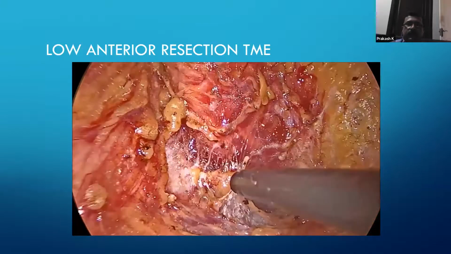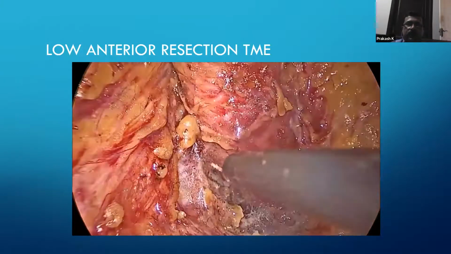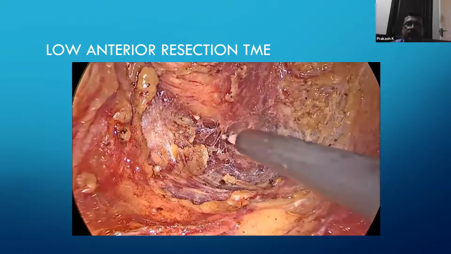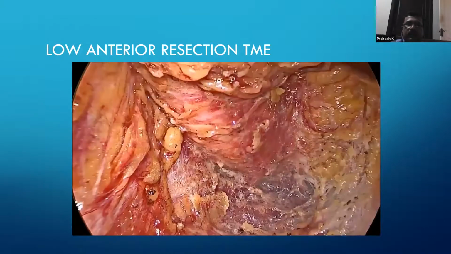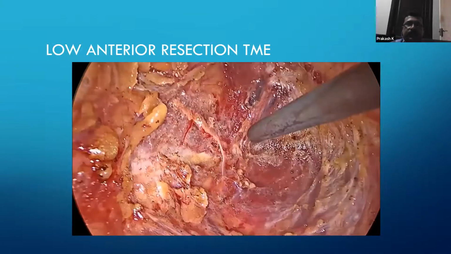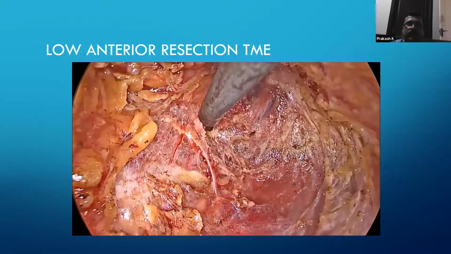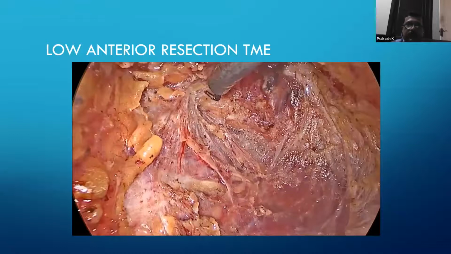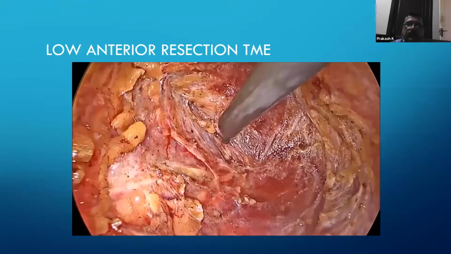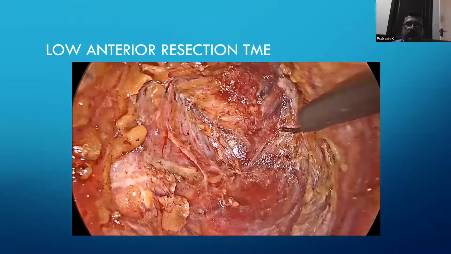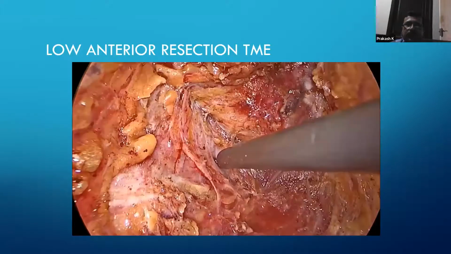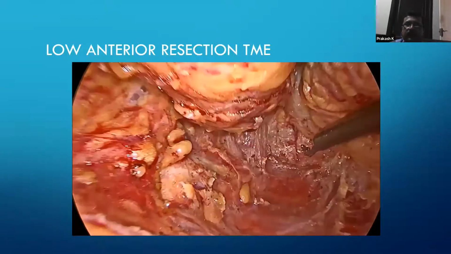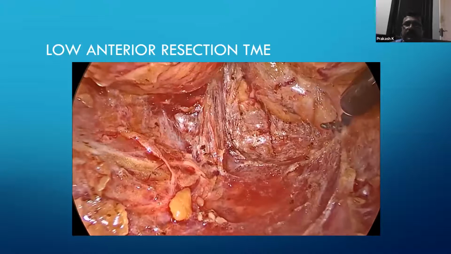You dissect further, and soon you will be entering close to the pelvic floor. So you should dissect out the entire fatty tissue, that is, the mesorectal excision should be complete. At the same time, that's the levator muscles on either side. So posterior dissection is almost complete, and you can see that the lateral dissection is being taken.